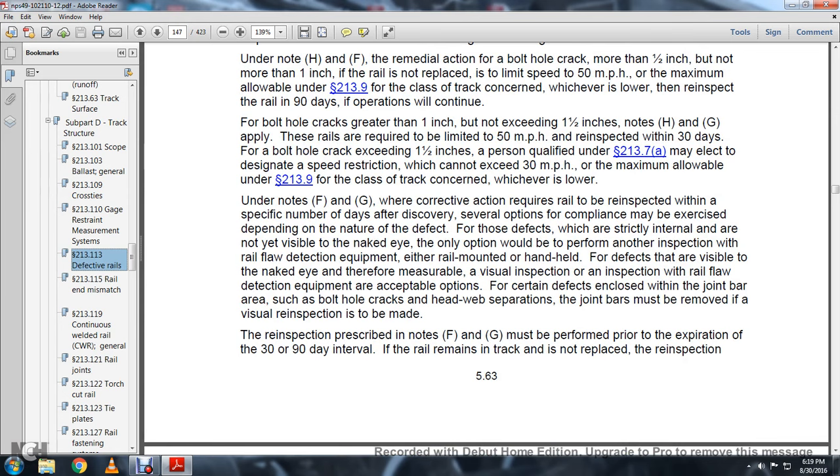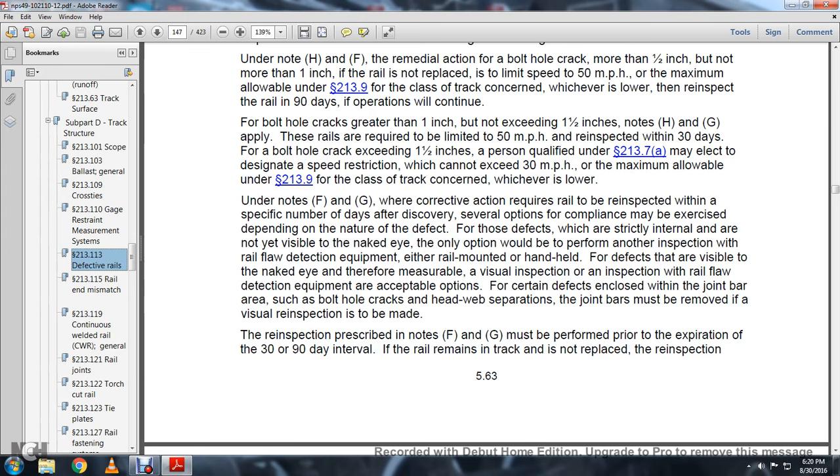Under notes F and G, where corrective action requires rail to be reinspected within a specific number of days after discovery, several options for compliance may be exercised depending on the nature of the defect. For those defects which are strictly internal and not visible to the naked eye, the only option is to perform another inspection with rail flaw detection equipment, either rail mounted or handheld. For defects that are visible to the naked eye, a measurable visual inspection or inspection with rail flaw detection equipment are acceptable options.